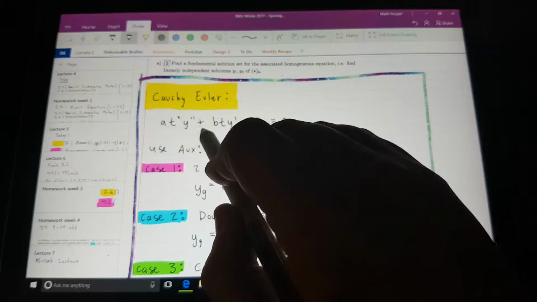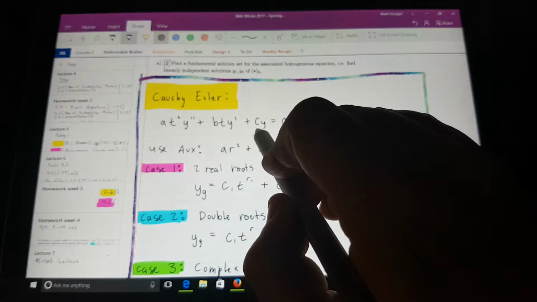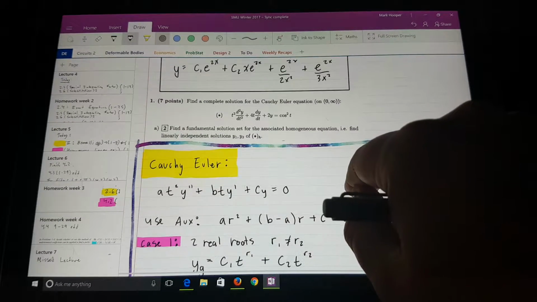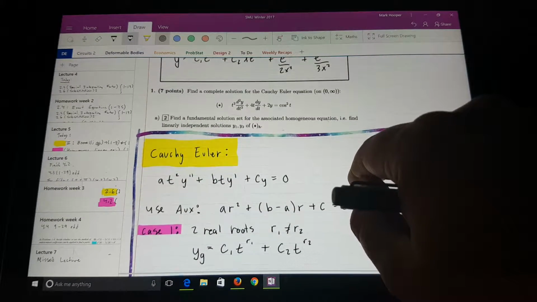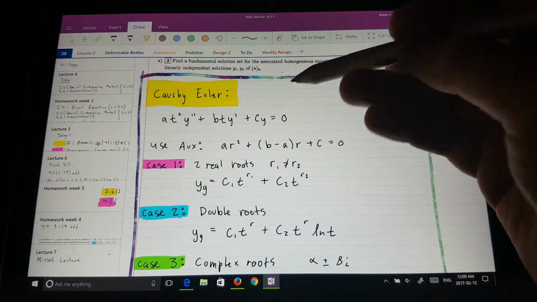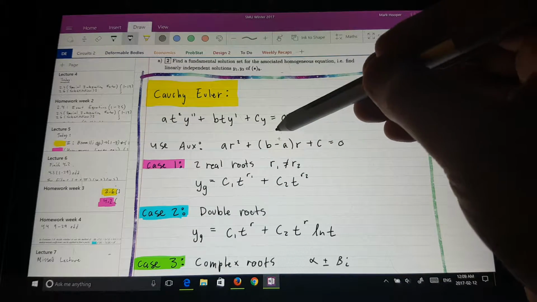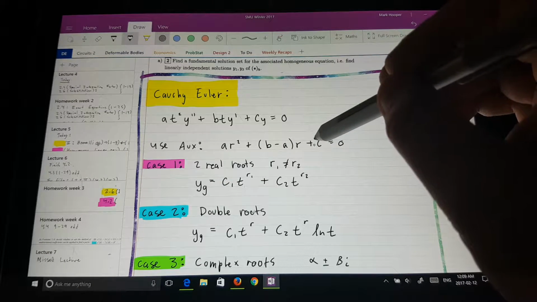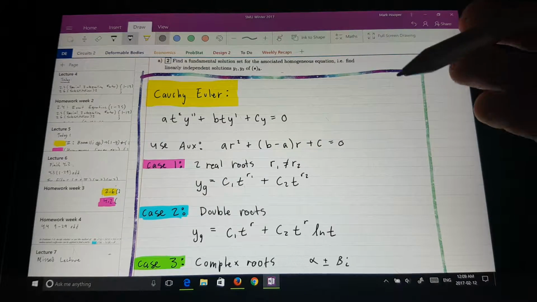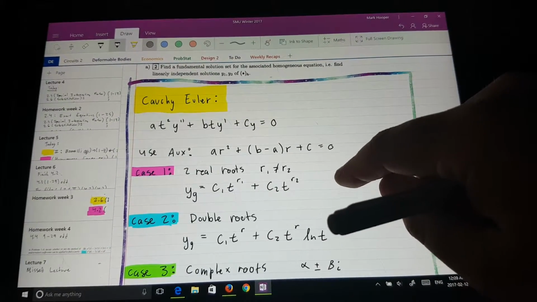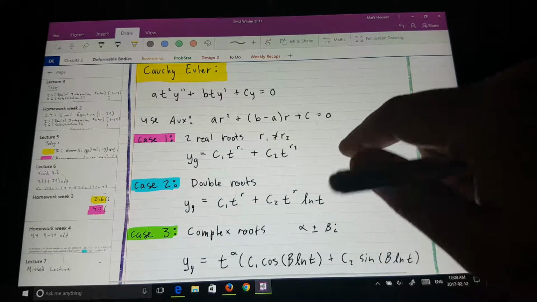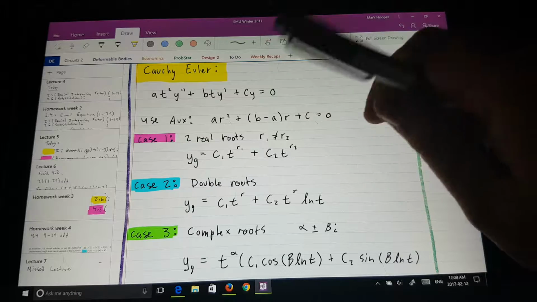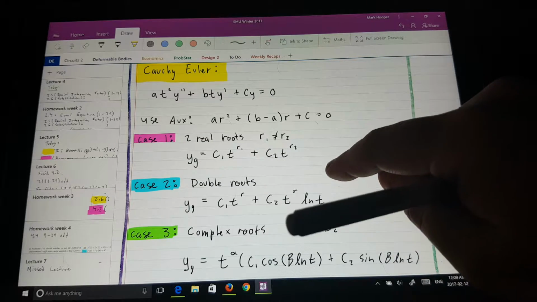a t squared y double prime plus b t y prime plus c y equals 0. Well, use an auxiliary equation. B minus A is the trick to all of this. He showed how he came up with all this, but it's much quicker to just know these shortcuts. So again, we're gonna have 3 cases for our auxiliary.